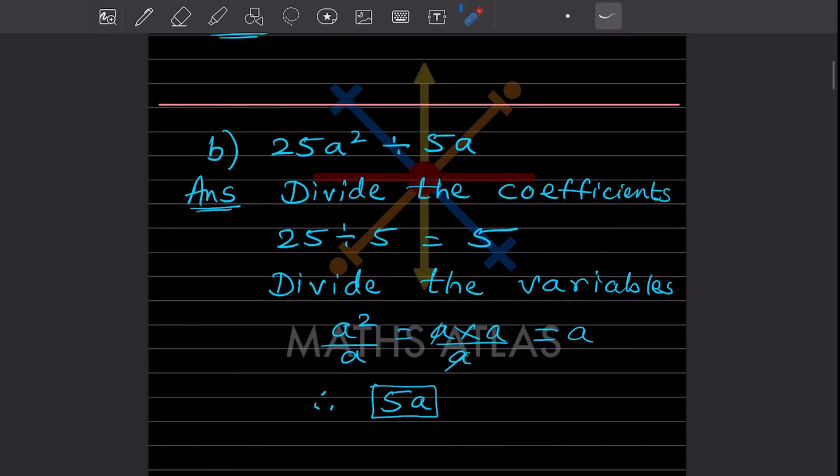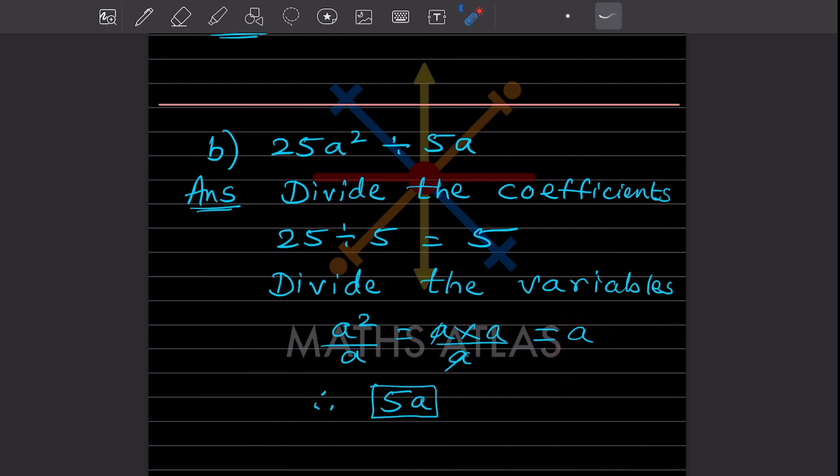Now 25a square divided by 5a. So what are we going to do? This is division, right? So these are the coefficients, so we are going to divide the coefficients. So 25 divided by 5, that is going to be 5. Now we are going to divide a square by a. So I wrote it in the vertical, dividing the variables. This I have written for your understanding. So now here, a square means a into a, and this. So what happens? This and this get cancelled. So this is a. So now this is not the final answer.